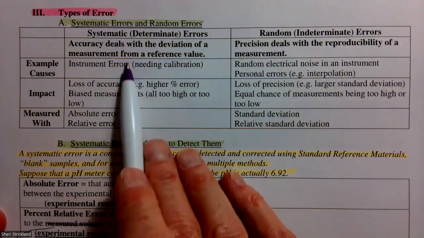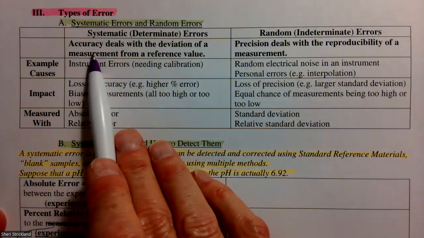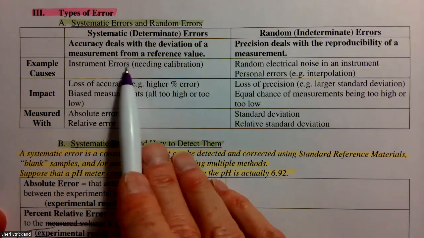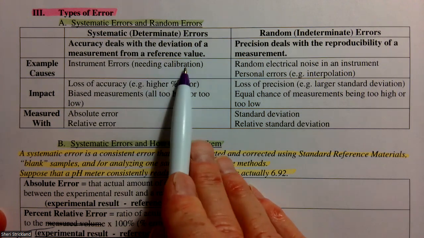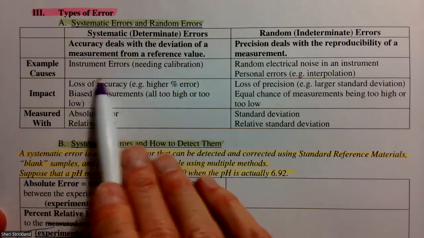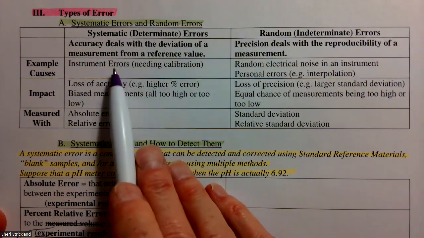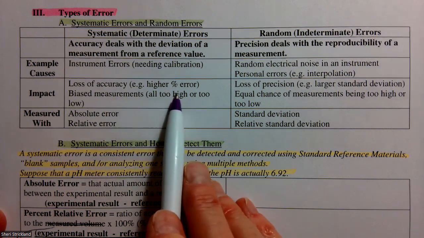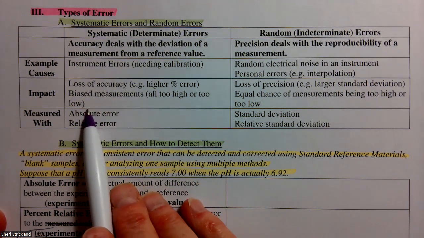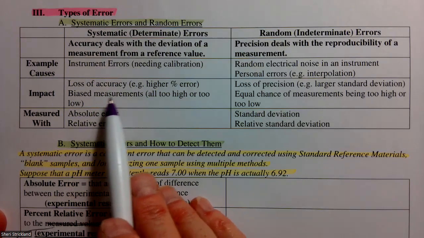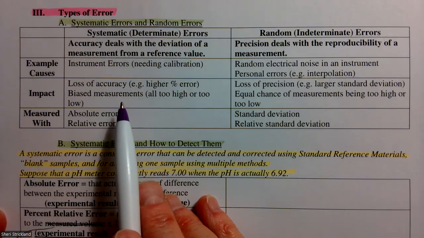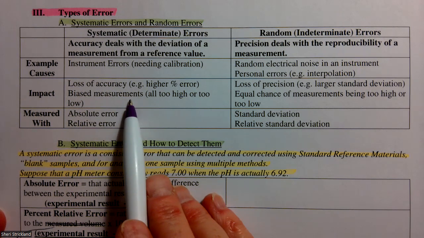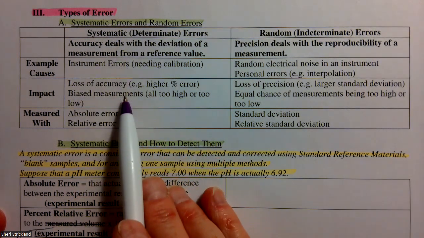Okay, so systematic errors tell you something about accuracy, which deals with the deviation of a measurement from a reference value. So things like instrument errors, like your instrument needs to be calibrated, is a big example of systematic errors. Anything that causes bias, that is, it makes all of your measurements either all too high or all too low. Reading the meniscus not straight on, either from above the meniscus or from below the meniscus, can cause a bias, which is an example of a systematic error.